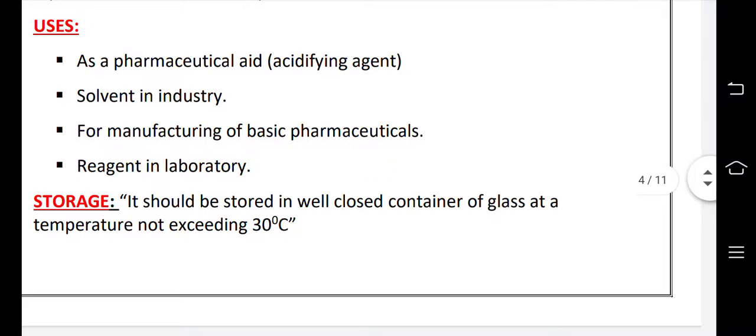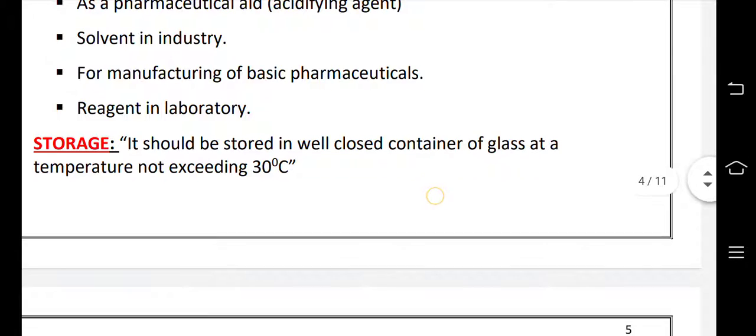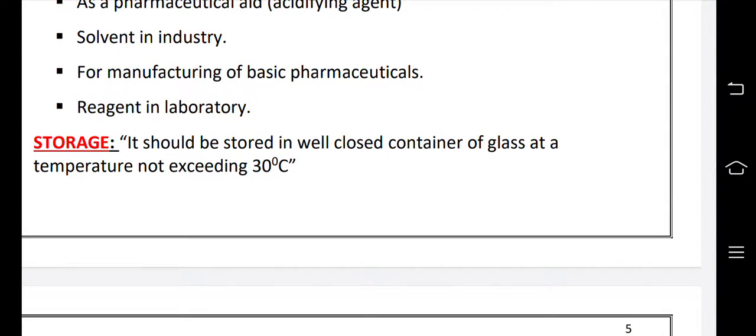Now coming to uses of hydrochloric acid. It is used as a pharmaceutical aid, that is, as an acidifying agent, and it is used as a solvent in industry, for manufacture of basic pharmaceuticals, and as a reagent in laboratory. Storage of hydrochloric acid. It should be stored in a well closed glass container at a temperature not exceeding 30 degrees Celsius. So this is a very important compound in chemistry.